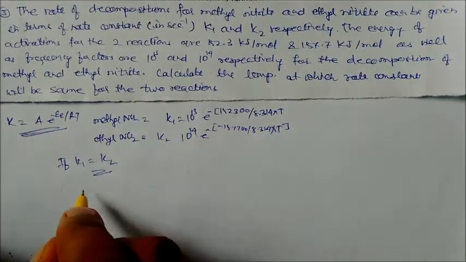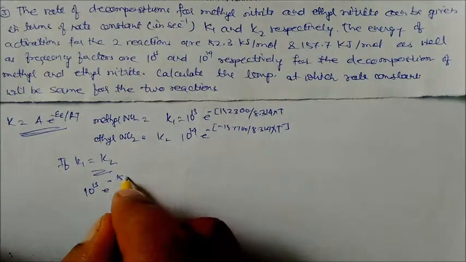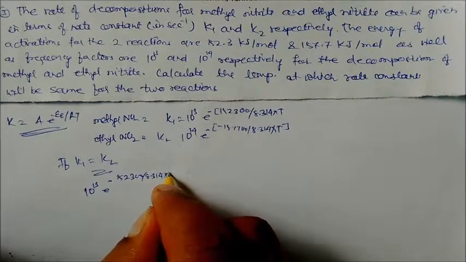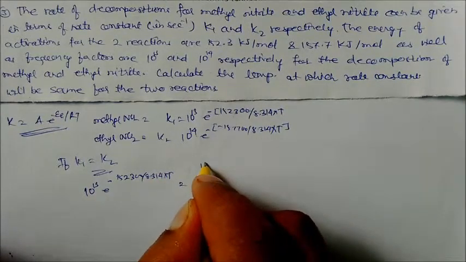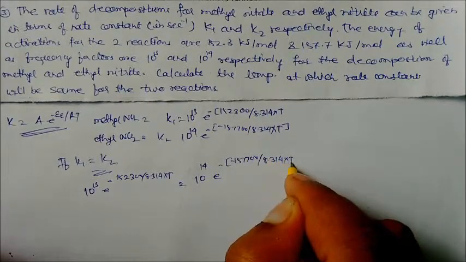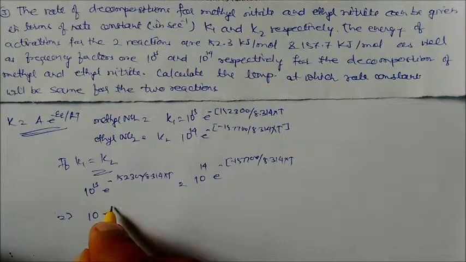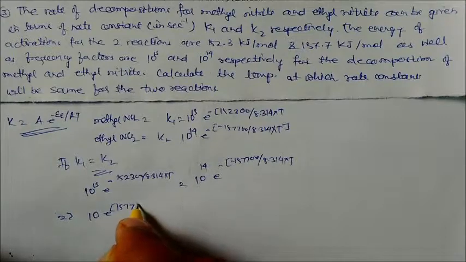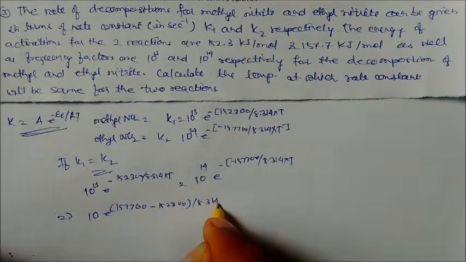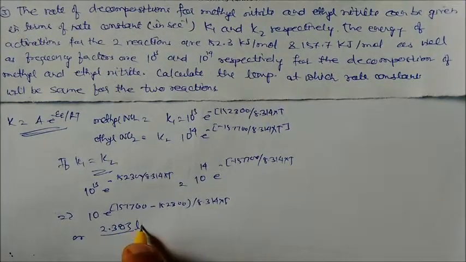So on equating these two equations we can write the same thing: 10 to the power 13 e to the power minus 152,300 divided by 8.314 into T is equal to 10 to the power 14 e to the power minus 157700 divided by 8.314 into T. So here on solving, what will we get? We will get e to the power 157700 minus 152300 divided by 8.314 into T, or we can use 2.303 log of K.